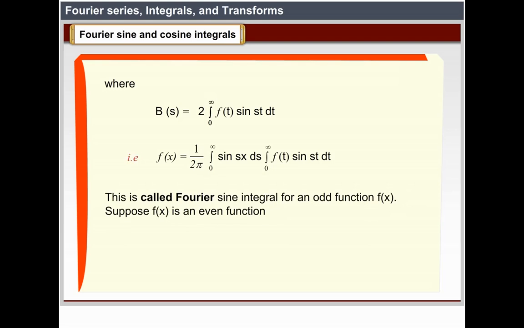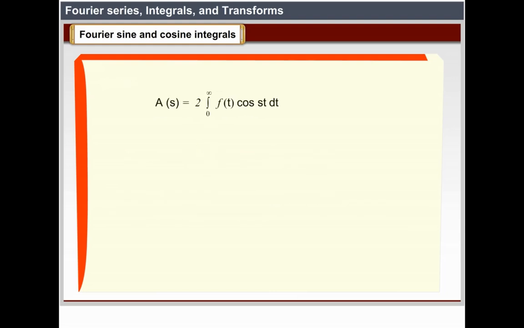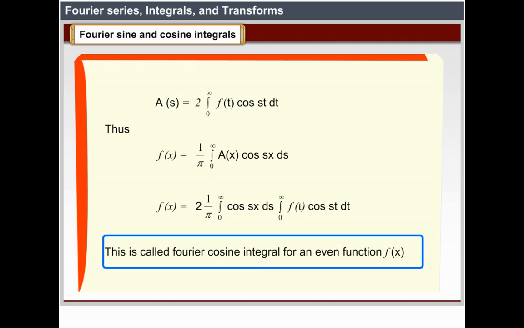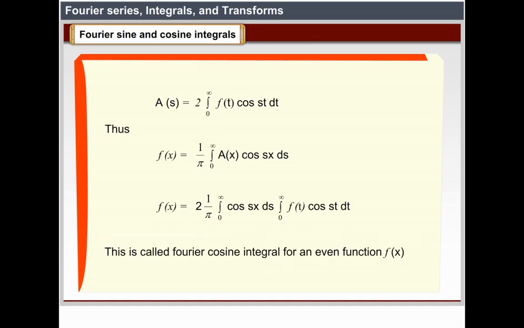Suppose f(x) is an even function, then B(s) equal to integral minus infinity to plus infinity f(t) sin st dt equal to 0. A(s) equal to 2 times integral 0 to infinity f(t) cos st dt. Thus f(x) equal to 1 by pi integral 0 to infinity A(s) cos sx ds. Then again f(x) equal to 2 into 1 by pi integral 0 to infinity cos sx ds integral 0 to infinity f(t) cos st dt. This is called the Fourier cosine integral for an even function f(x).